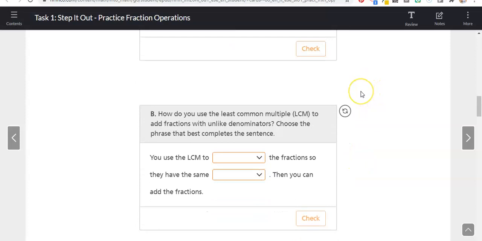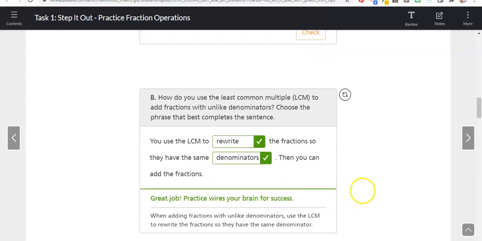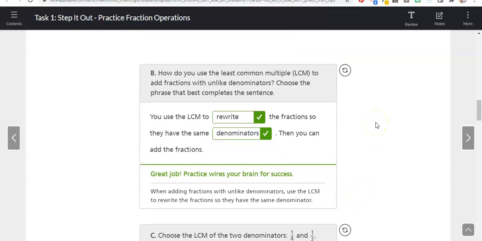How do you use the least common multiple, which we can call the LCM for short, to add fractions with unlike denominators? Choose the phrase that best completes the sentence. You can use the LCM to rewrite the fractions so they have the same denominators. Then you add the fractions. And we've been working on that a little bit. So when adding fractions with unlike denominators, use the LCM to rewrite the fractions so they have the same denominator.